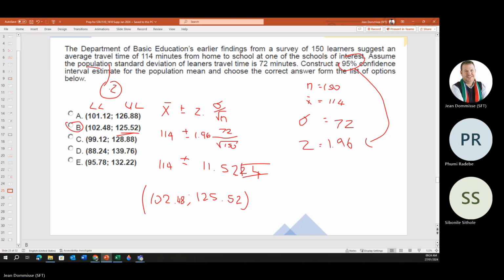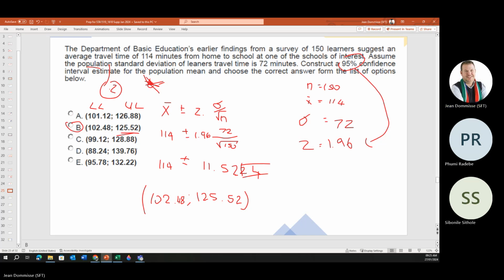If it was sample standard deviation, we would have used T, and then we would have needed to go to the T table to look at the T value. With this bigger sample, it would probably be very close to 1,96, but it will be just a bit different. But they tell us it is population, so we go straight for the Z.